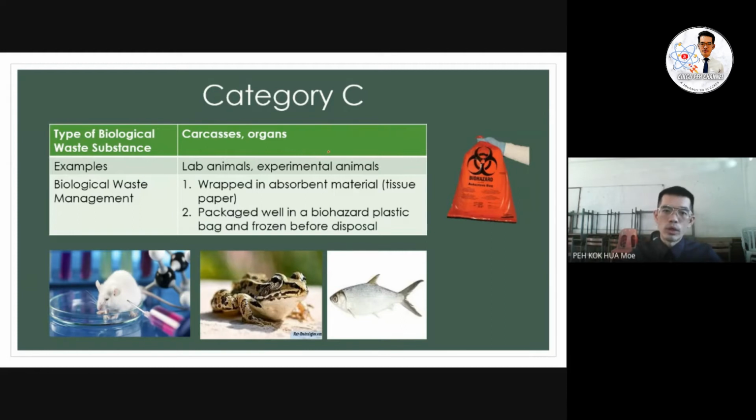So what do you have to do for the waste in category C, where the examples here are lab animals and experimental animals? The first step is to wrap them in absorbent material, such as tissue paper. Then the second step is to pack them well in a biohazard plastic bag and freeze them before disposal. This is the SOP you have to follow when managing waste in category C.